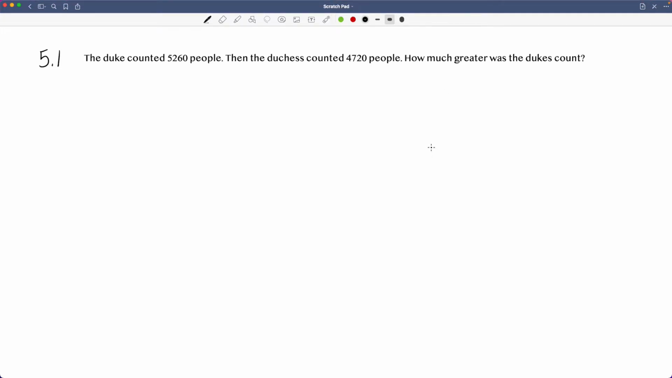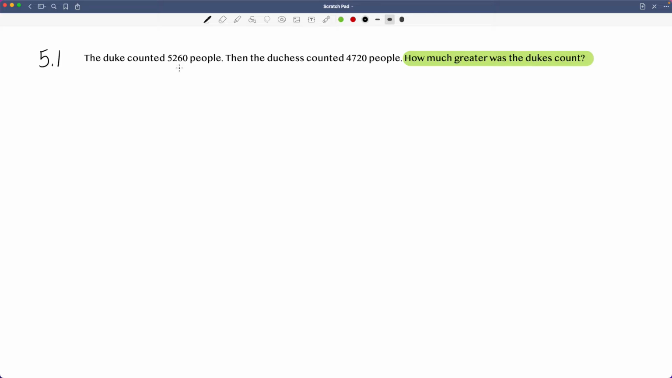In question 5.1, the Duke counted 5,260 people. Then the Duchess counted 4,720 people. How much greater was the Duke's count? So the question is asking us how much greater was the Duke's count. If there's a greater than or a less than, that means there's a difference. So it's asking us for the difference between the two counts. So we are going to have a subtraction problem.